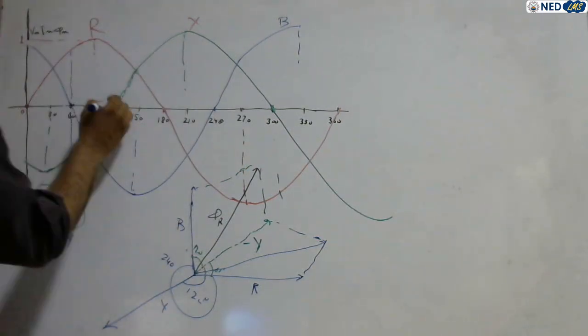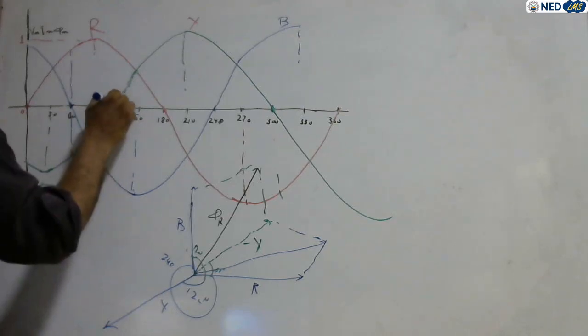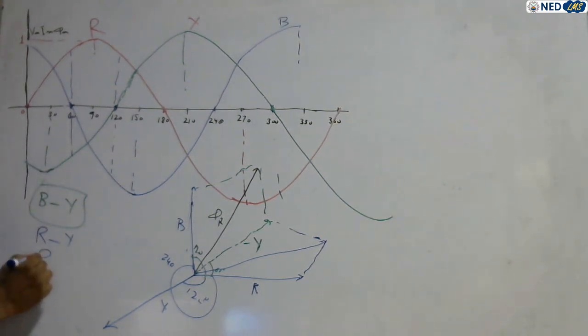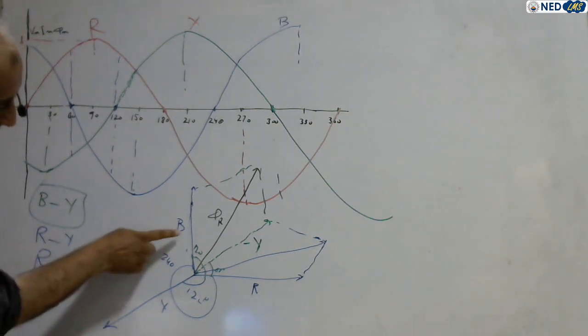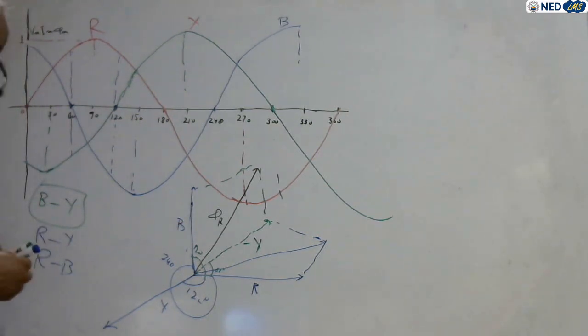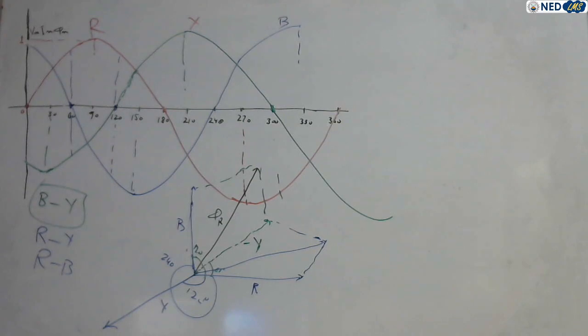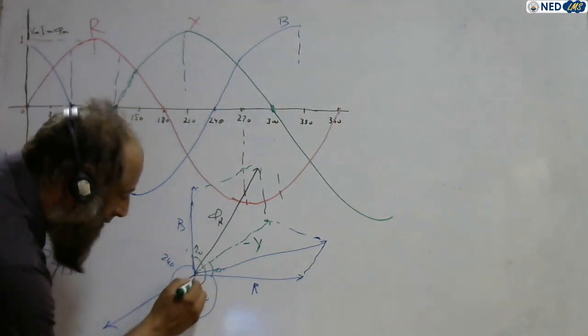Now come towards this point. See, at this point red is positive and blue is negative, right? This point is 120 degrees. So draw the negative blue vector. Draw the negative blue vector exactly behind it, right?